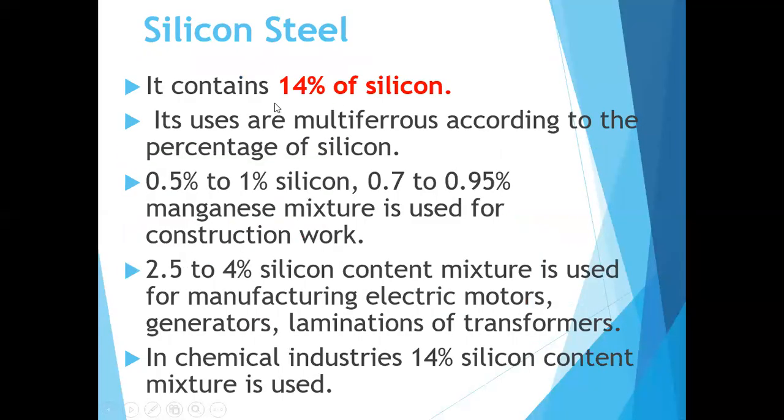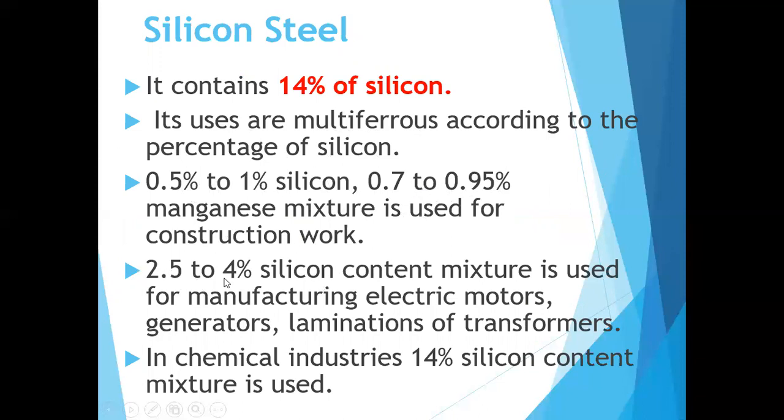The next one is silicon steel. It contains up to 14% of silicon. Its uses are manifold according to the percentage of silicon. A mixture of 0.5 to 1% of silicon and 0.7 to 0.95% of manganese is used for construction work.